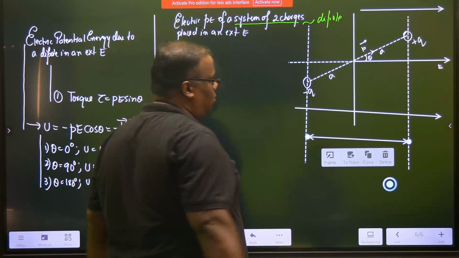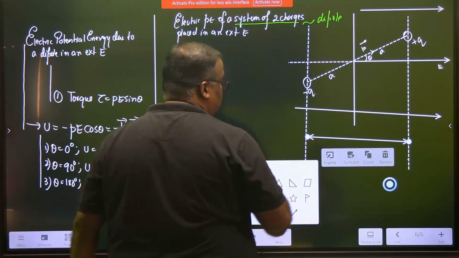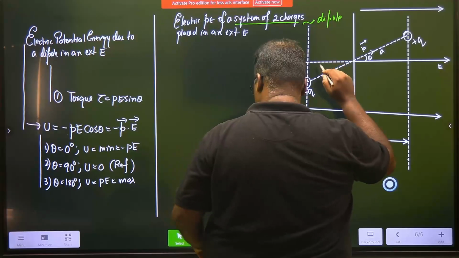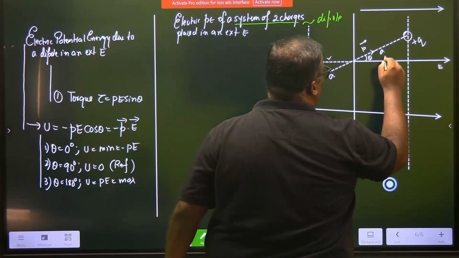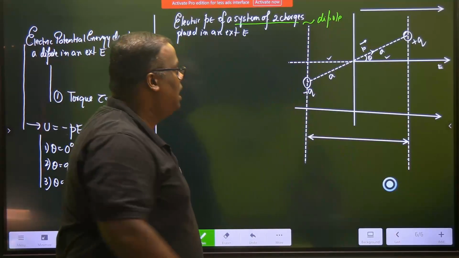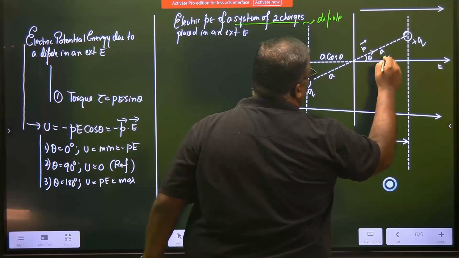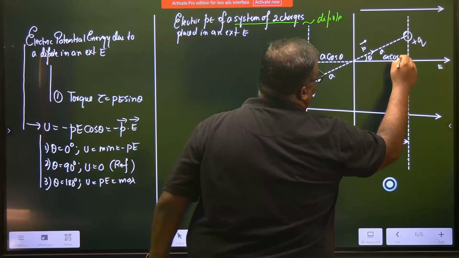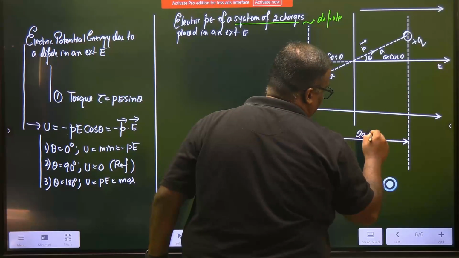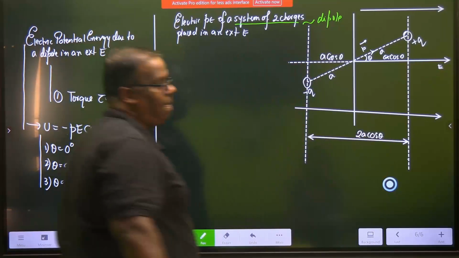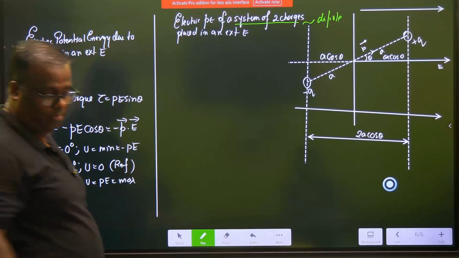So what is its measurement equal to? Its measurement is equal to this measurement plus this measurement. Do you agree? And this measurement is how much, beta? A cos theta. So the displacement is how much? 2A cos theta. Is this much clear?